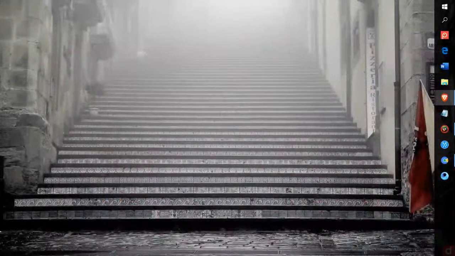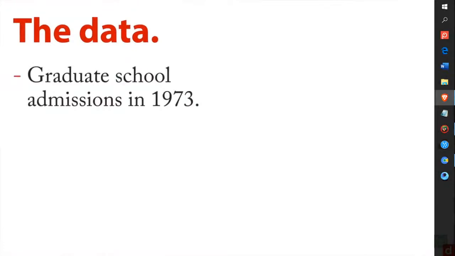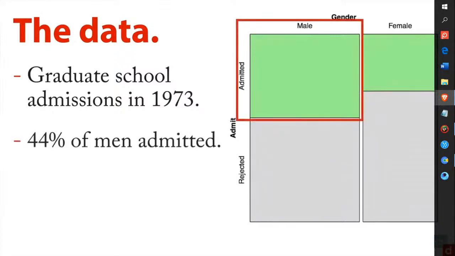And so let me give you an example here. I'm going to give a very famous data set, Berkeley admissions. Now, these are not stairs to Berkeley, but it gives the idea of trying to get into something that's far off and distant. Here's the data. This is graduate school admissions in 1973, so it's over 40 years ago. But the idea is that men and women were both applying for graduate school at the University of California at Berkeley. And what we found is that 44% of the men who applied were admitted.